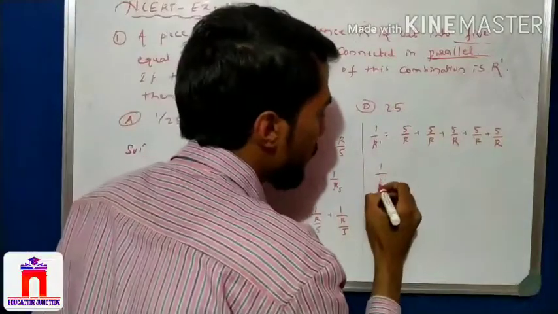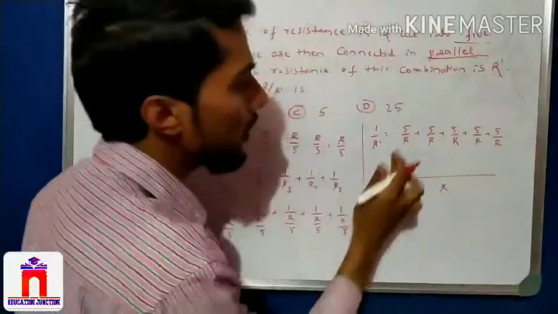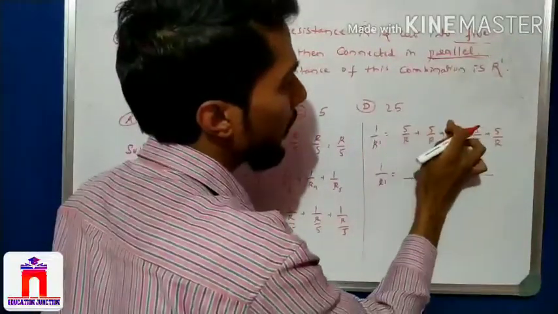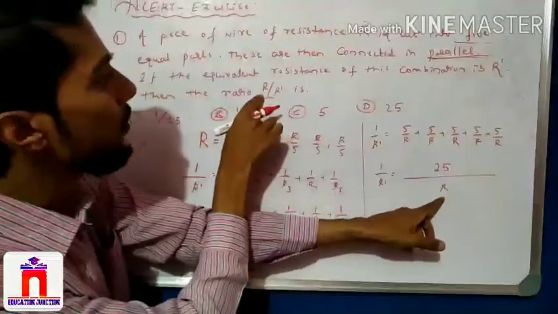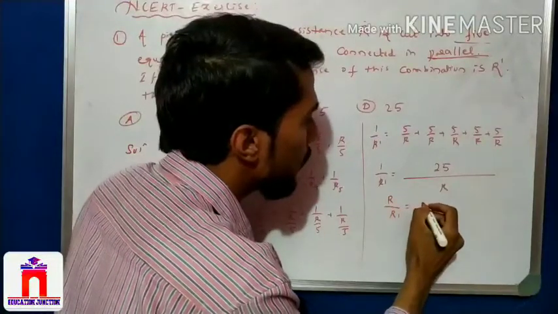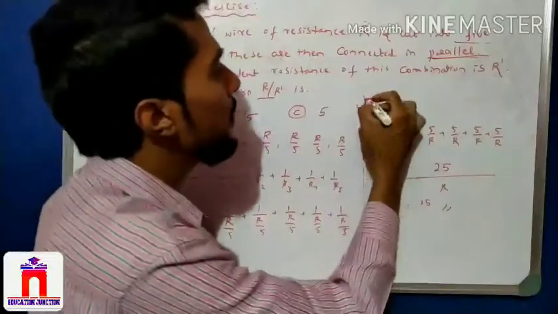So 1 by R dash. What is the LCM here? R is the LCM. So 1, 2, 3, 4, 5: 5 fives are 5, 10, 15, 20, 25. We get 25. Since we require the ratio, we get R by R dash is equal to 25. So 25 is the answer. The ratio of R by R dash is 25. This option D is the answer.